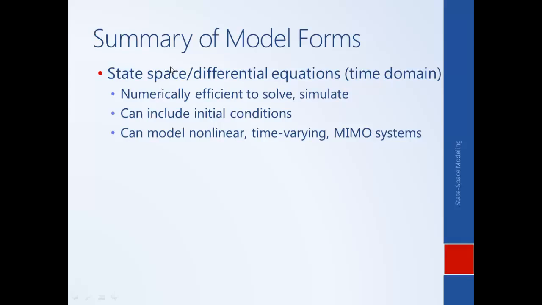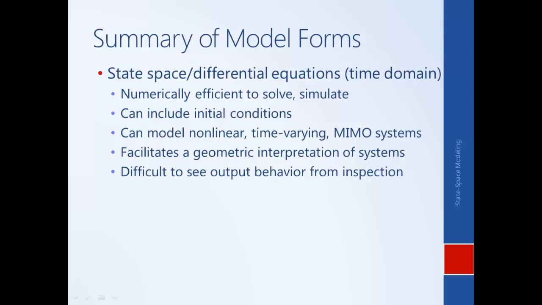It's also quite convenient or efficient for MIMO systems with multiple inputs and multiple outputs. And it facilitates a geometric interpretation of a system, like we saw with the Lorentz equations. A drawback is it can be difficult to see the output behavior from inspection. If you just look at the matrices, you can't see what the poles are readily. Though you can determine them from the eigenvalues, but more importantly, you can't see what the zeros are and what the effect of the zeros are, which can be significant.